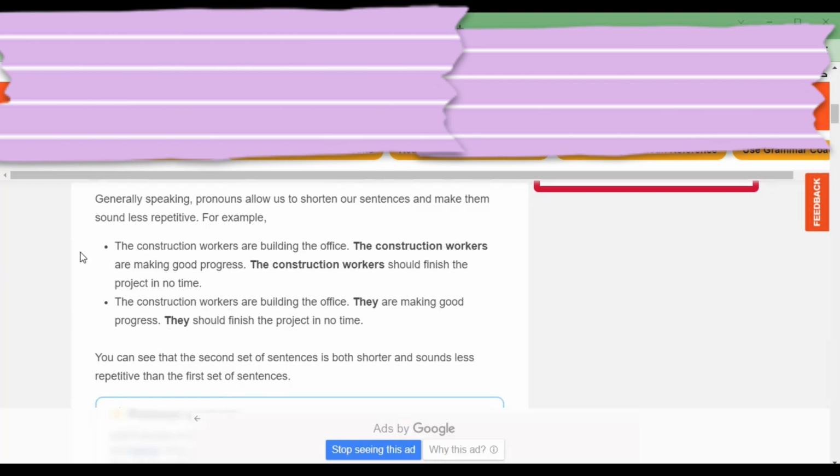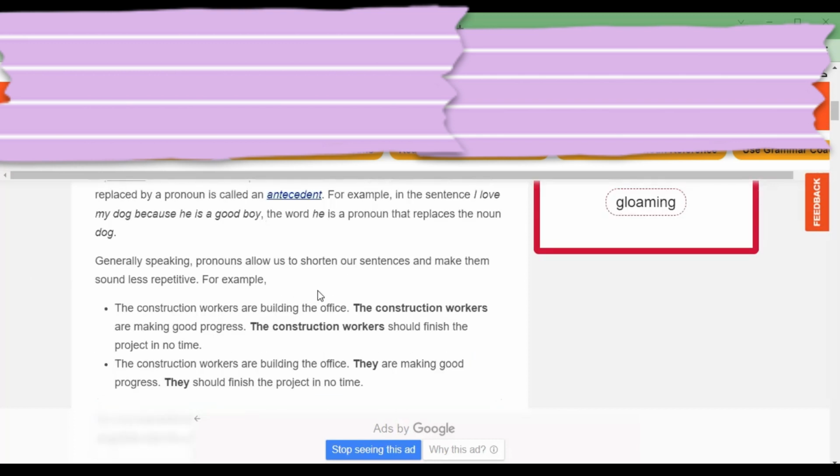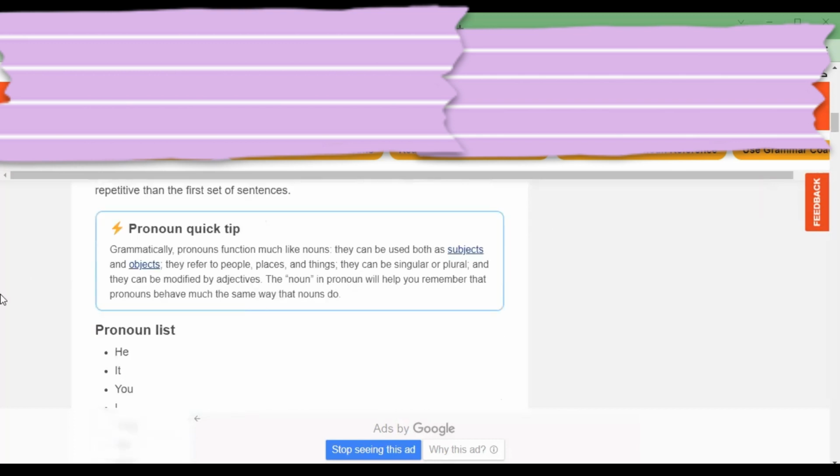So pronouns are very helpful to make sentences short so we don't sound like we're repeating. Here you can see that the second set of sentences is both shorter and sounds less repetitive than the first set of sentences. Now, the pronoun quick tip.